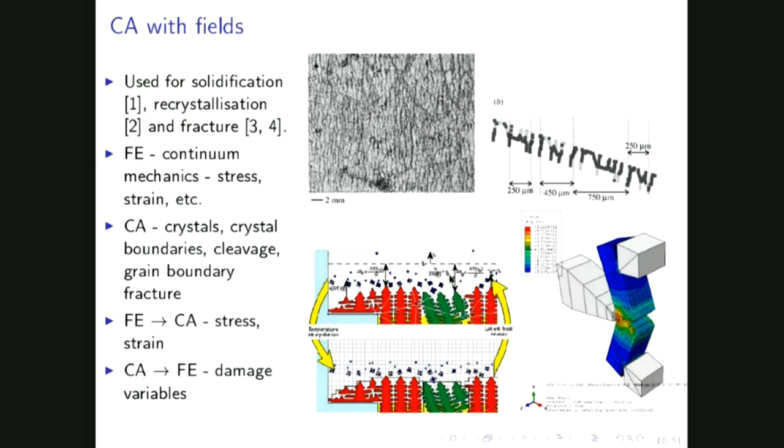When continuum fields are superimposed over CA, typically from FE simulations, then a CAFE model is created, cellular automata finite elements. Here you see some examples from our prior work and work of others, including fracture of oxide scale here at the top, dendritic grain growth in which a temperature field is used here bottom left, and you can see here two-way information exchange, temperature and recrystallization here. A study of the ductile to brittle transitional fracture is shown here in the Charpy impact test.